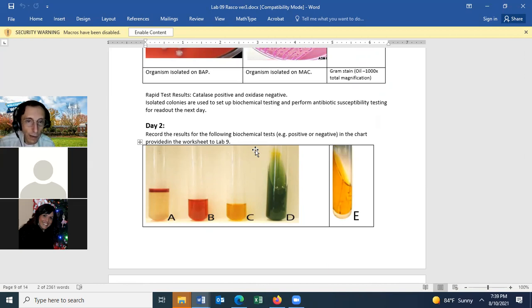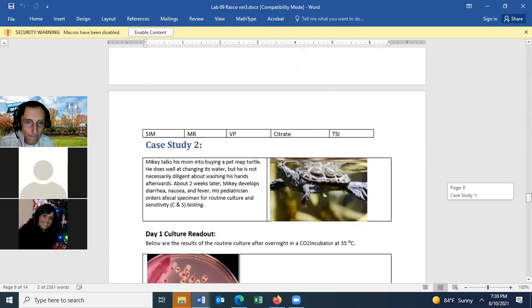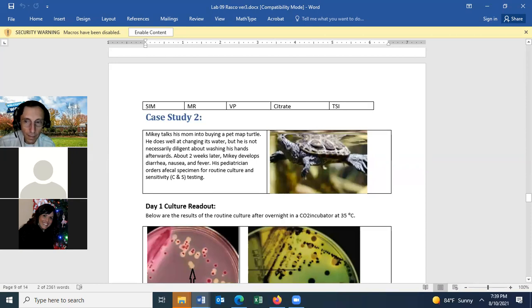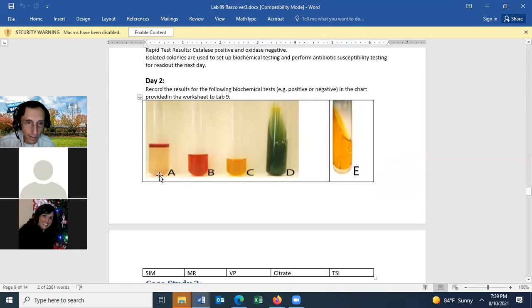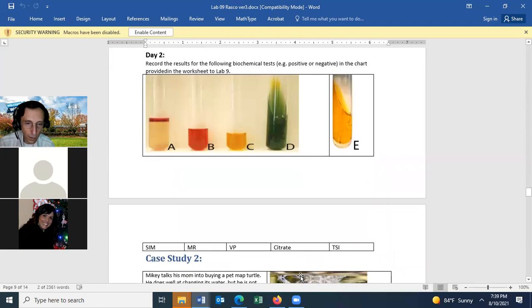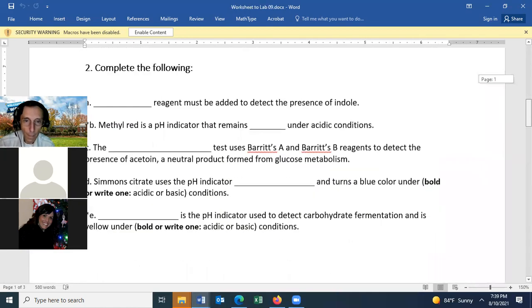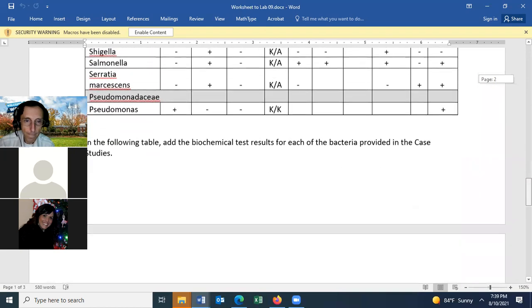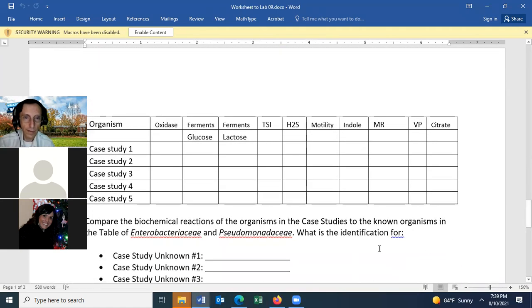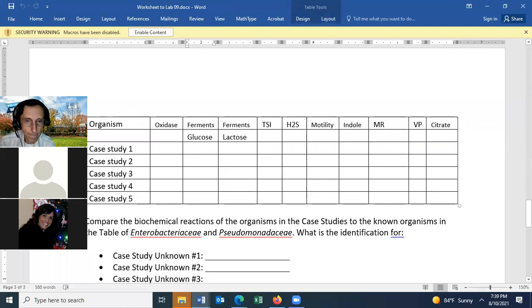Anyways, record the results of the following biochemical tests. Oh, there it is there. So this table got broken. This is the SIM test, the MR test, the VP test, the citrate test, and the TSI test. Record the results of that in the worksheet. I have that here. So record the results here. I remember it's indole positive. So you've got a plus right there.